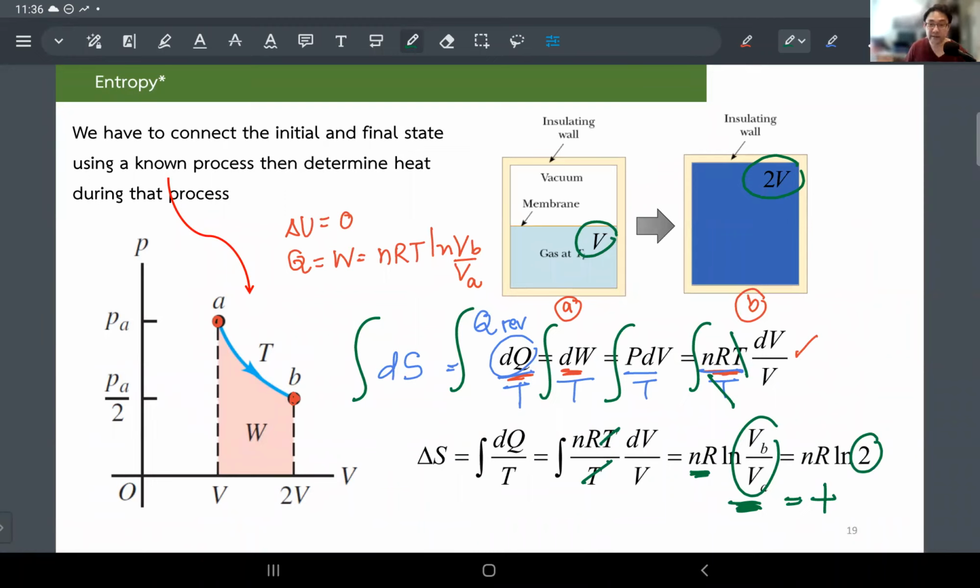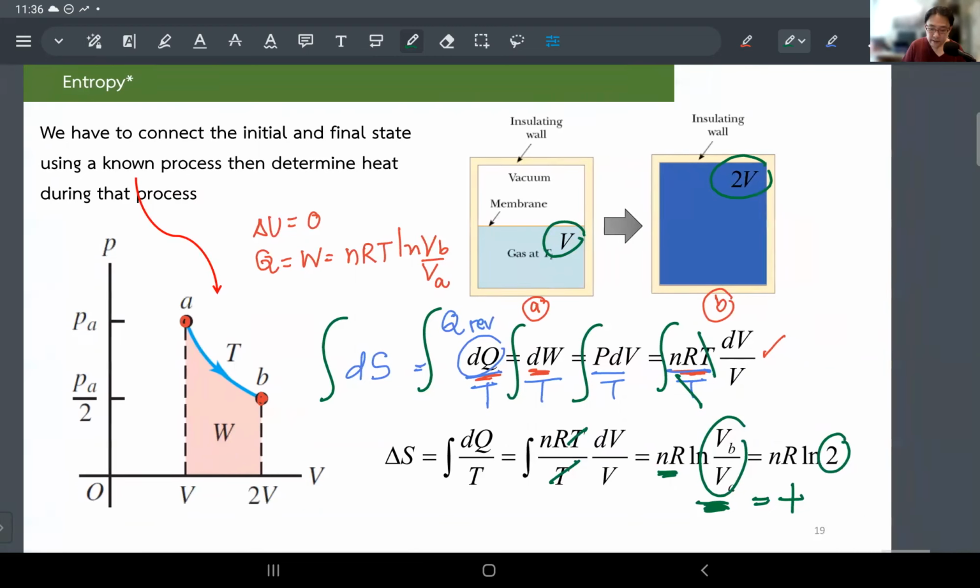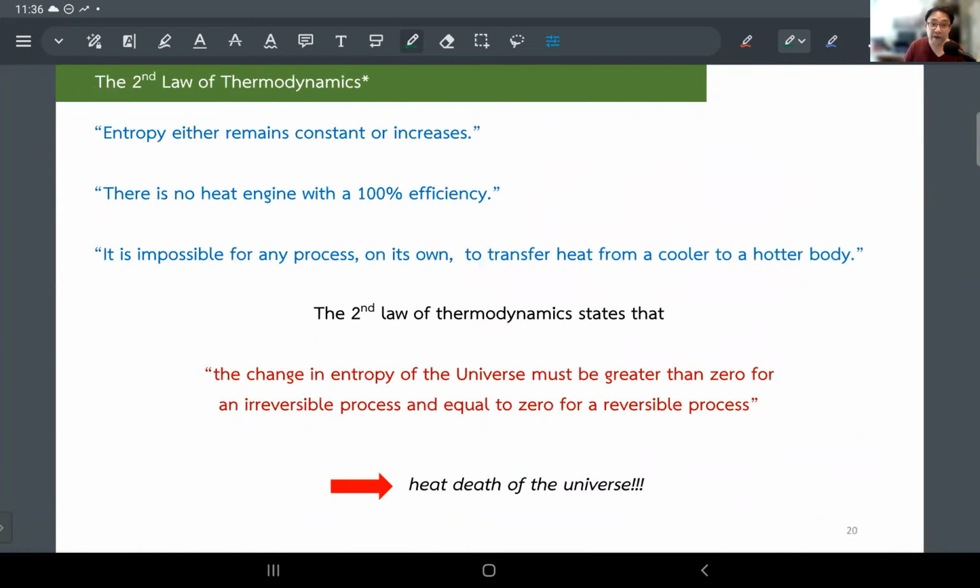All right. Got that one? So this is more than just the first law. You need the second law too to say, hey, what is going on? Here comes the main character of this. Why do we care so much about the delta S? Because the second law of thermodynamics says, here is the key, guys.